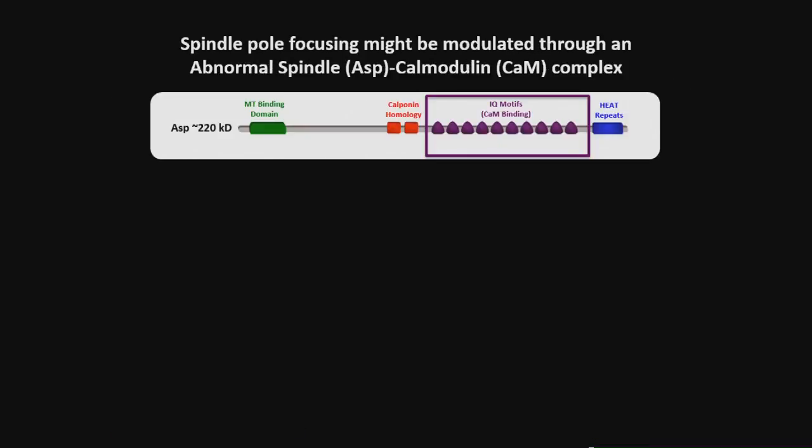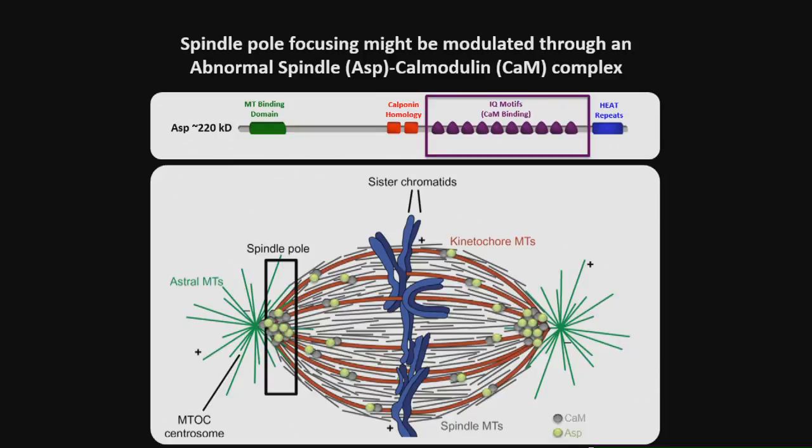Most of what we know about Asp comes from the work of David Glover's lab, and they were able to show biochemically that this rather large protein contains an N-terminal binding domain located here. But we noticed that the C-terminus of this protein contained a number of IQ motifs, which are known to bind to the calcium-sensing protein Calmodulin. So what we hypothesized was that it was this interaction between CaM and Asp that might be important for pole focusing in the fly.